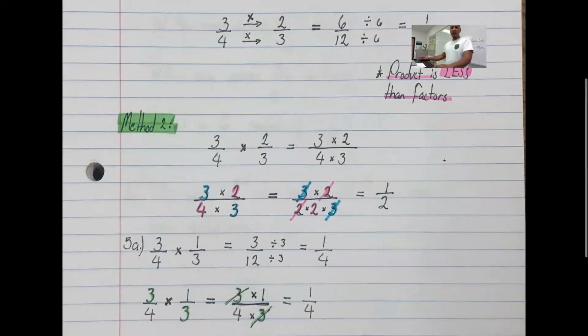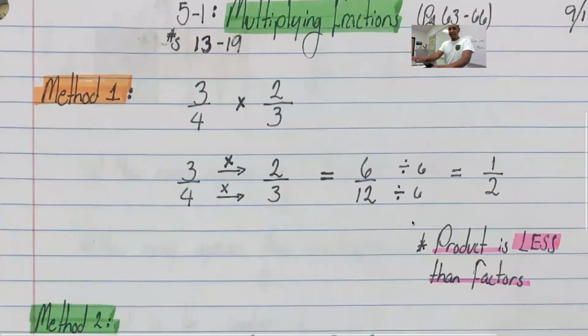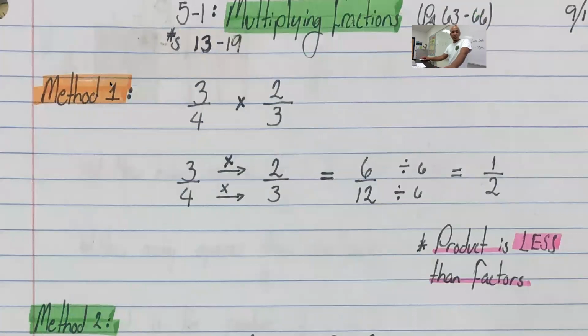Okay, I don't want to spend too much time on that, but you're going to see that over and over again. Hence why down here I wrote the product is less than the factors. Notice that if I flip this around, if I start off with 2/3 and I multiply that by 3/4, my answer is going to be the same, and the logic remains. When I start off with 2/3 and multiply it by 3/4, which is less than 1, my answer is 1/2. 1/2 is less than 2/3. It's almost like 2/3 became smaller because 3/4 is less than 1.